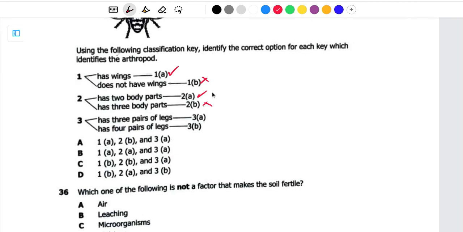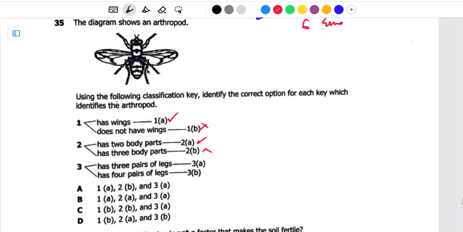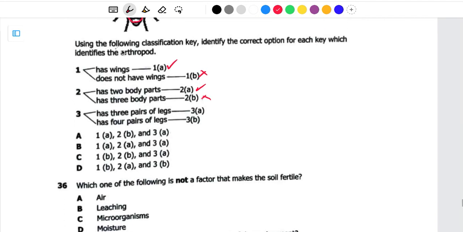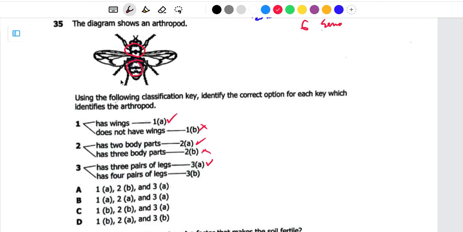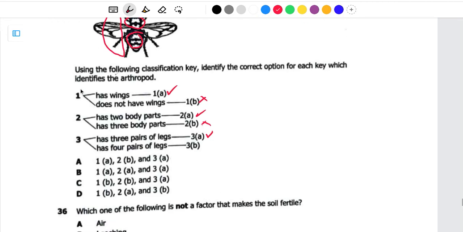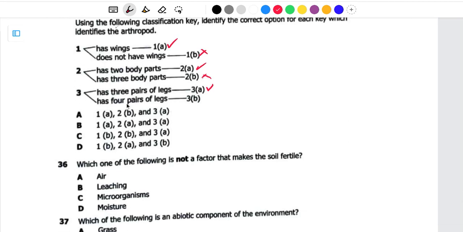No. So as you can see, these body parts which we're talking about are these. We have the abdomen and the thorax. Those are the body parts. And then 3 has 3 pairs of legs. Yes, it has 3 pairs of legs. So we have 1, 2, 3. So this is 1 pair. Okay. And then has 4 pairs of legs. No. So what do we have? We have 1A. So 1A, it can be this one or this one. Then 2A is going to be this one, and then 3A is going to be this one. So the answer is just going to be B.